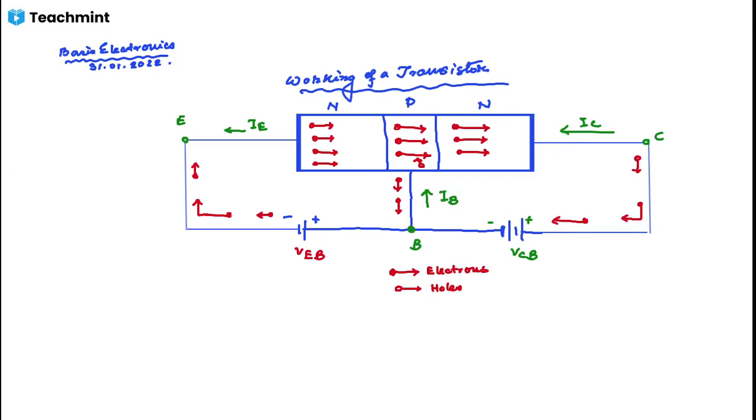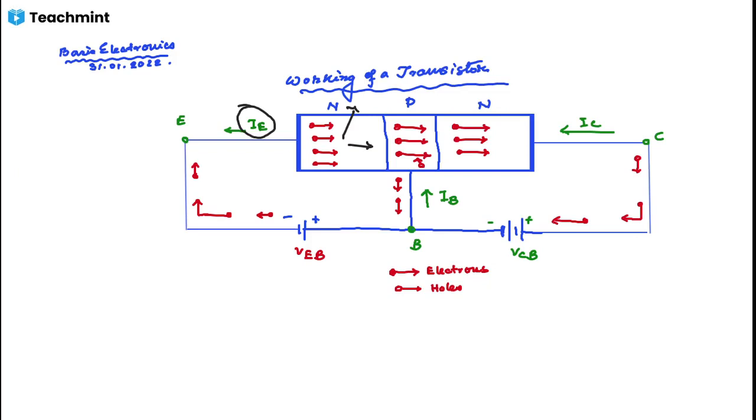So you can see this is the case. The forward bias on the emitter base junction pushes a large number of free electrons in the n-type emitter towards the base. This makes the emitter current IE.